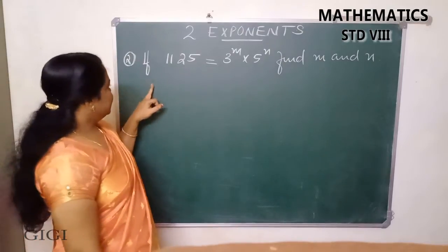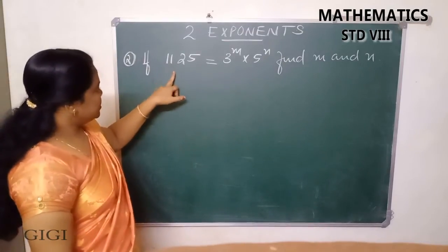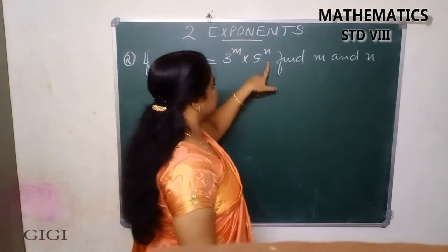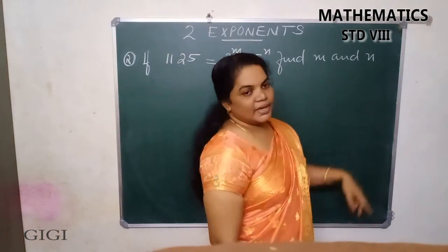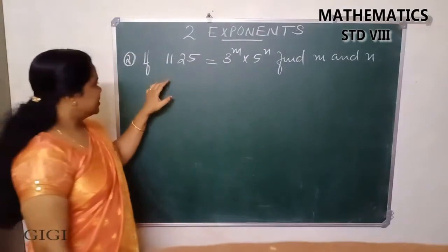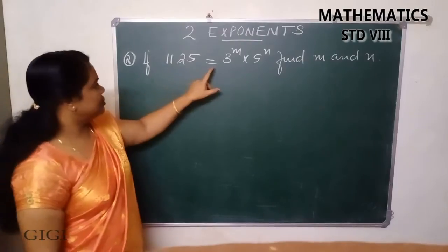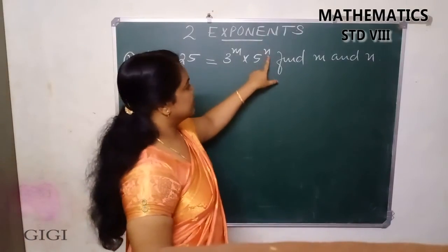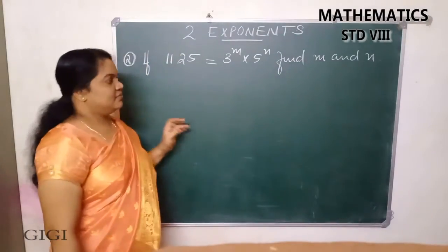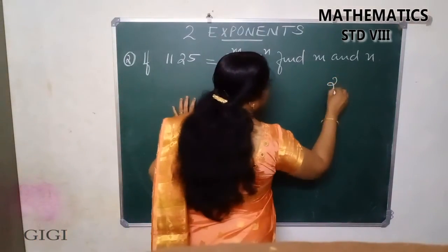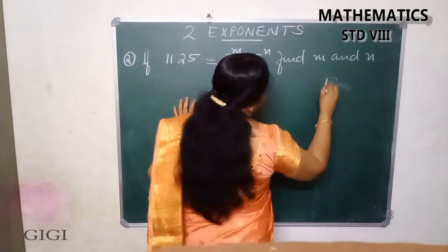Here is the question. If 1125 is equal to 3 raised to m into 5 raised to n, find m and n. First, using the synthetic division method, find the factors of 1125.